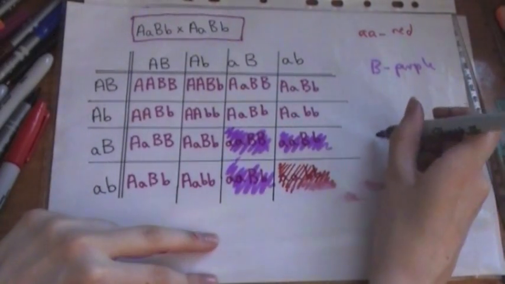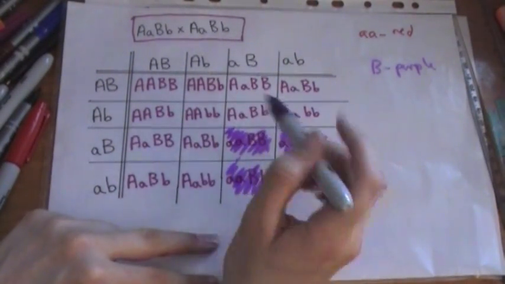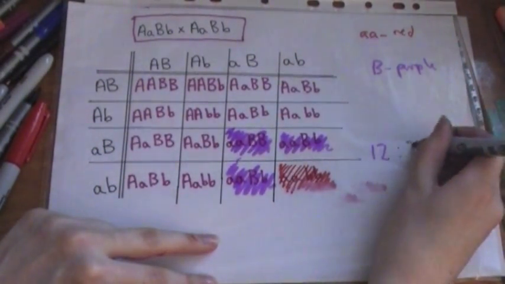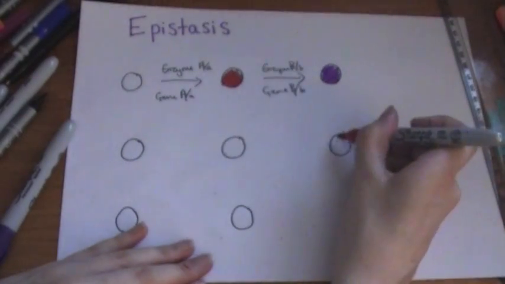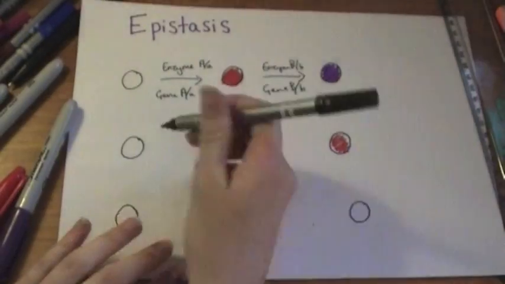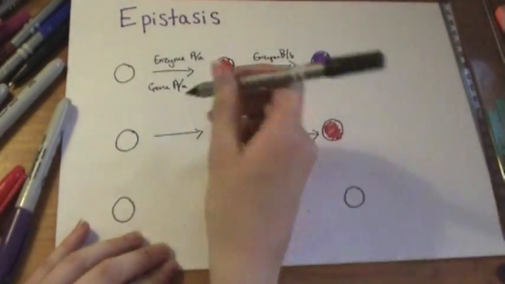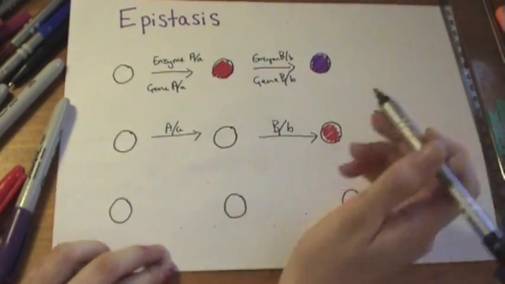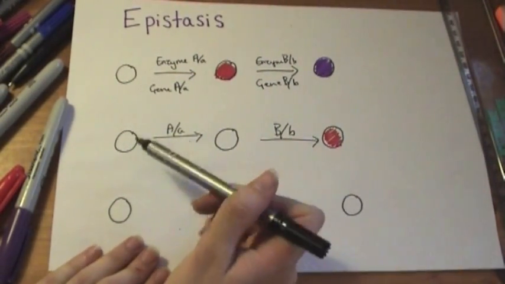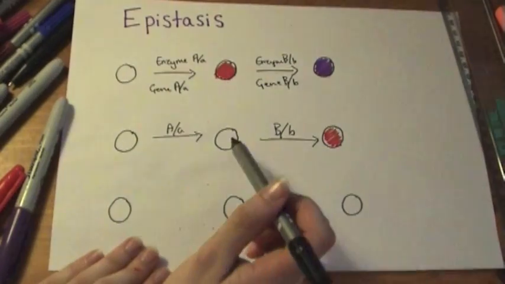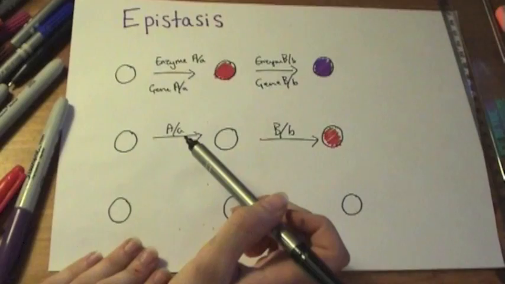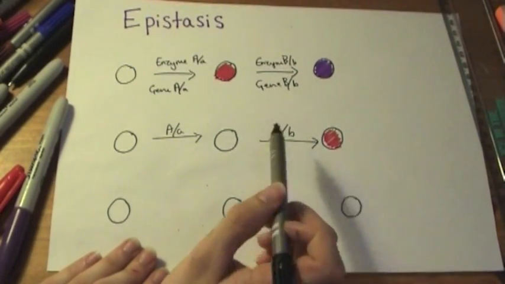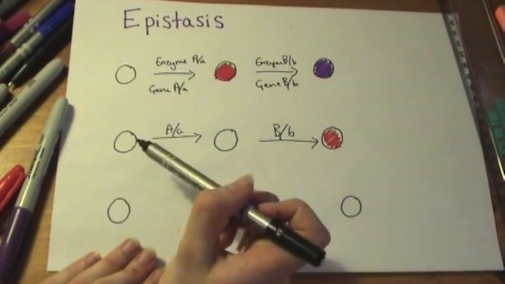So we end up with the dominant epistasis ratio of 12:3:1. The other one that you might come across is when we call it complementary. So here we've got the same sort of situation, except instead of going from a colourless pigment molecule to a coloured one and then a different coloured one, we've got two colourless pigments, and then gene B codes for this one to turn into red, but it can't turn this one into red.